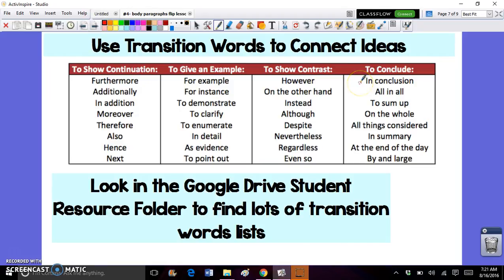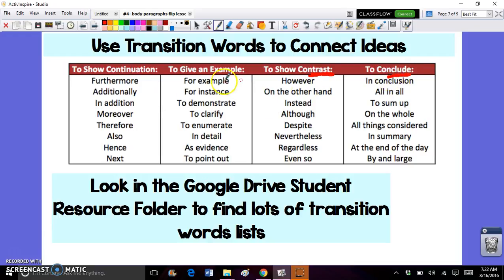All right, and finally, we want to always remember that transition words are our best friends. Transition words should go throughout your essay. They should be used to connect ideas. There are different types of transition words to help you with the specific points you're making. If you're trying to continue a point, if you're trying to give an example or evidence, if you want to show a contrast between two ideas, and then at the end when you want to conclude.